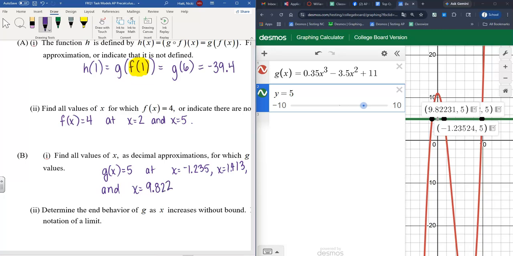And that's all that you have to do for that. You're just looking for those places where that g of x equation equals 5, which means its y coordinate is 5.